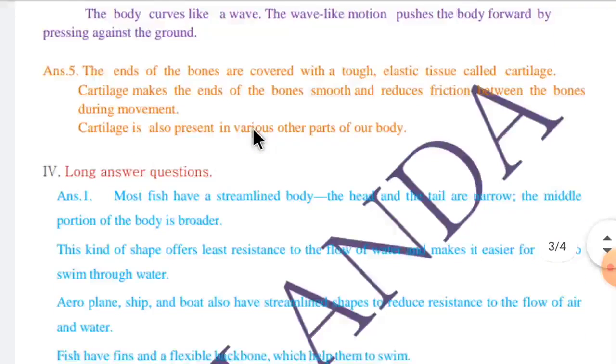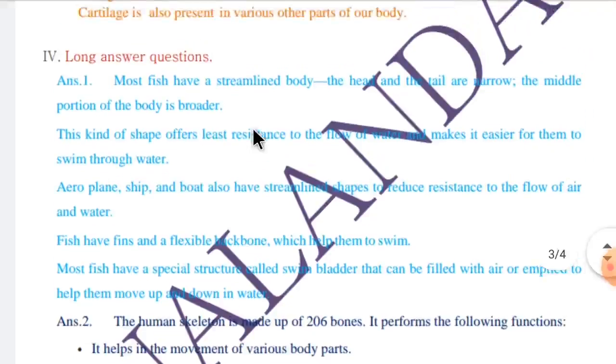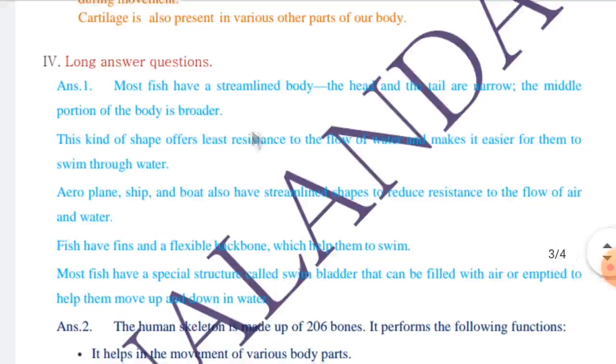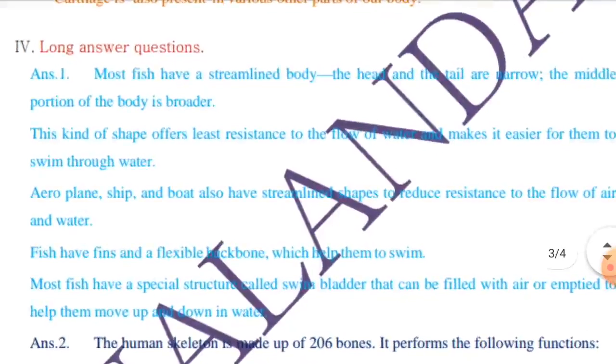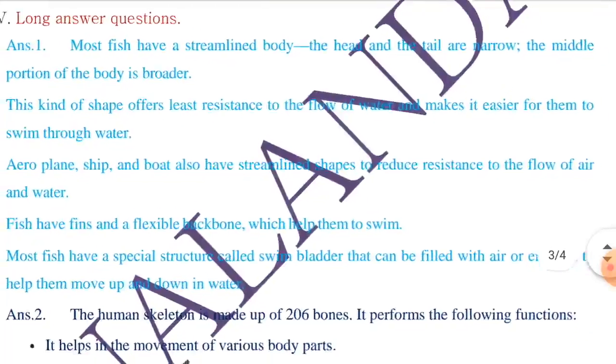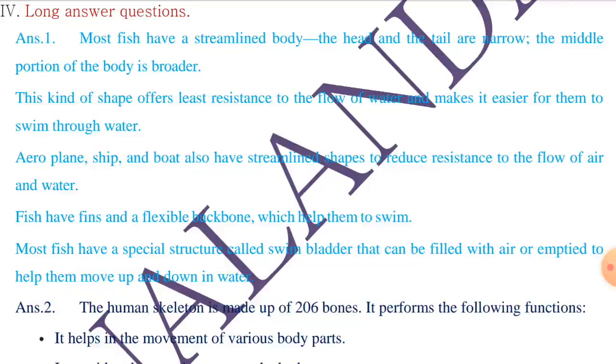So these are the short question answers. Let's see long question answers one by one. Right. Answer number 1. Let's see the question: list the various features that help a fish to move in water. Here you have to write the features of fish, how they move in water.